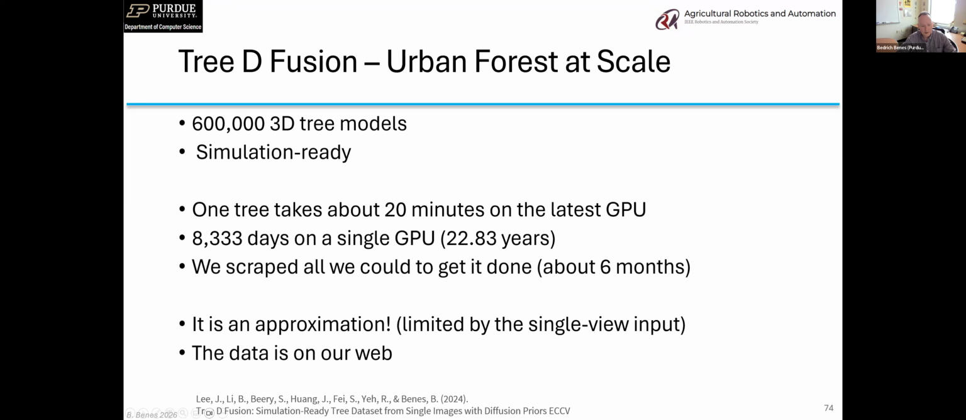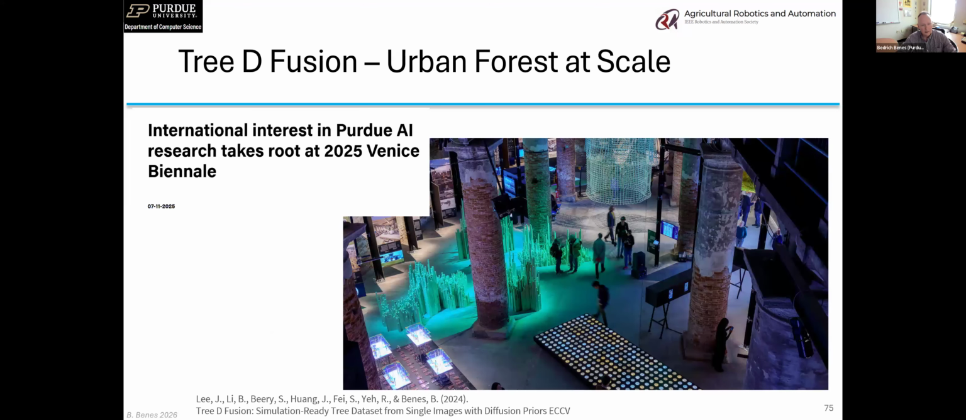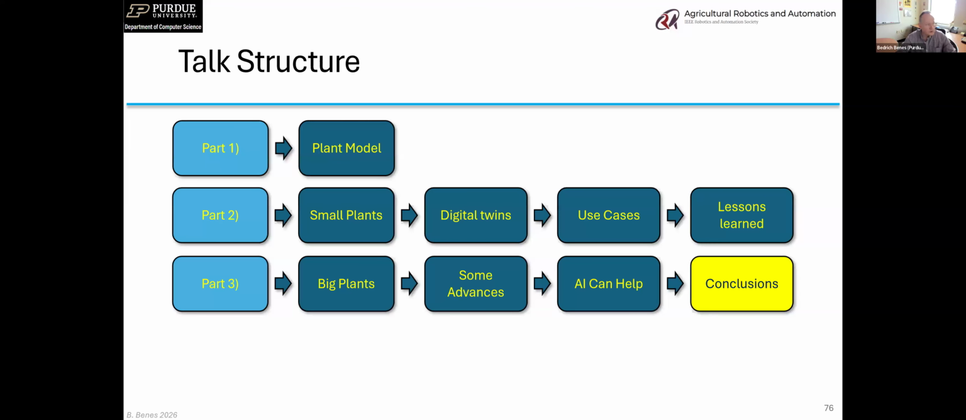Now the data set is available. It's on our web if you're interested. It was used in the Venice Biennale in 2025, where people were able to interact with the tree models and play with them. So I'm getting to conclusions.